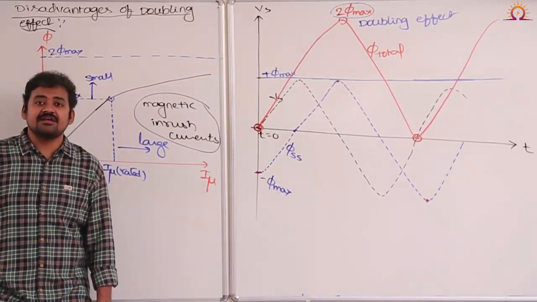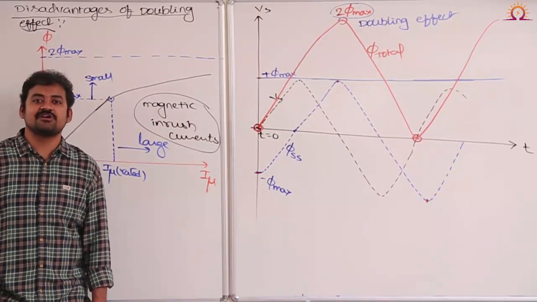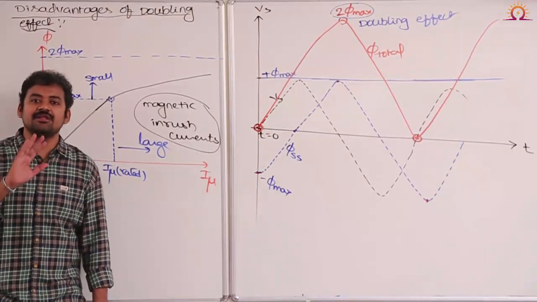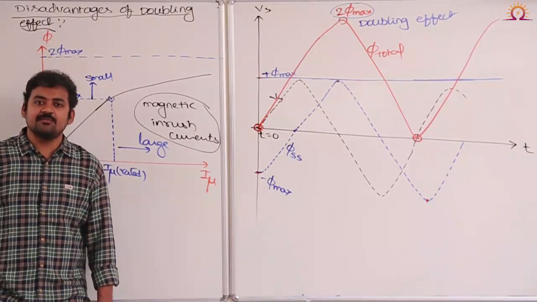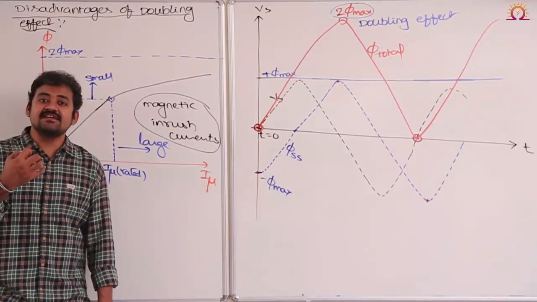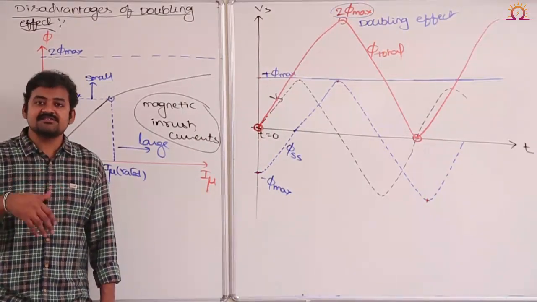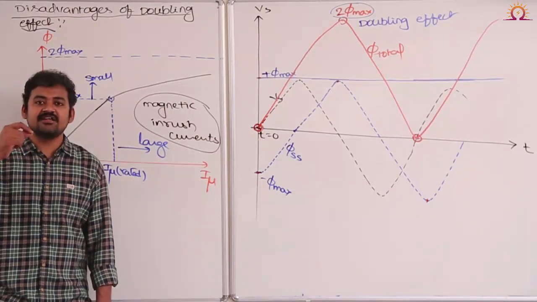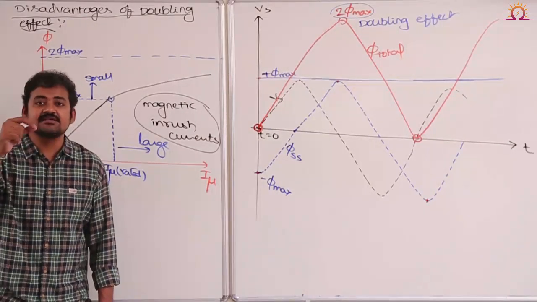Why are large magnetic inrush currents drawn? Because of core saturation. Why is the core saturated? Due to the doubling effect. Why did the doubling effect come into the picture? Because of the transient flux component. And this is the entire discussion when you try to switch on a transformer at an instant where the supply voltage is crossing its zero value.